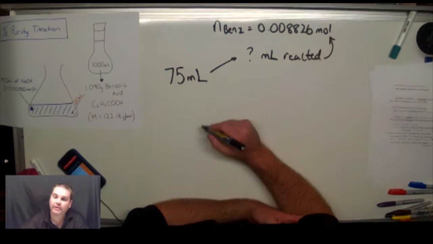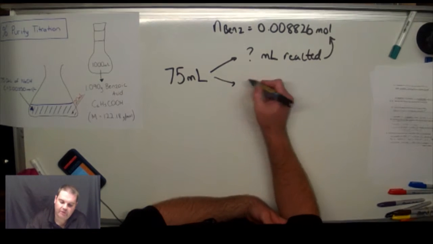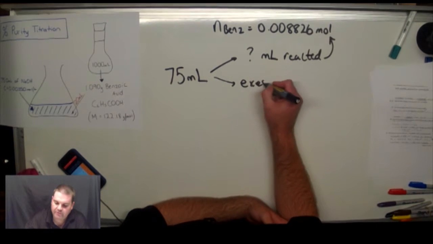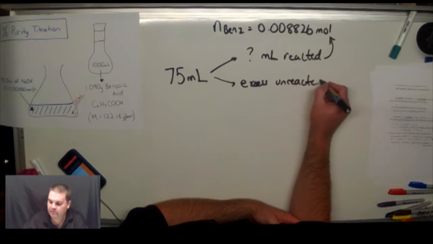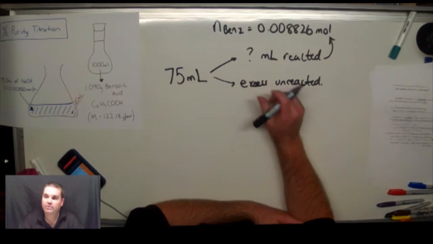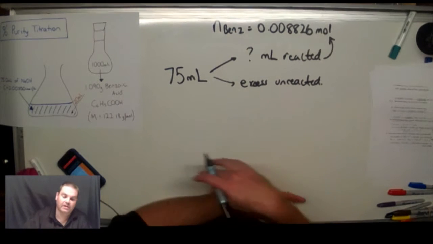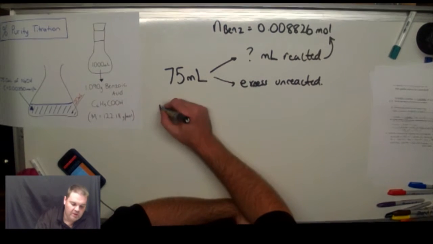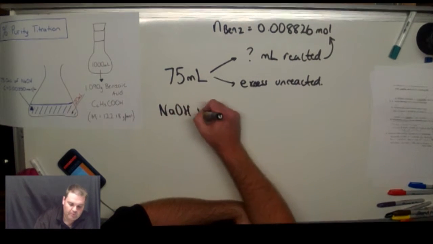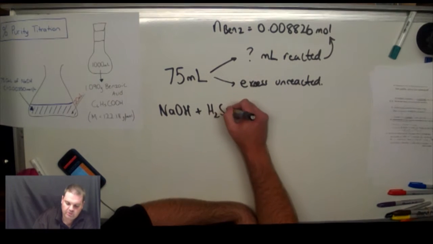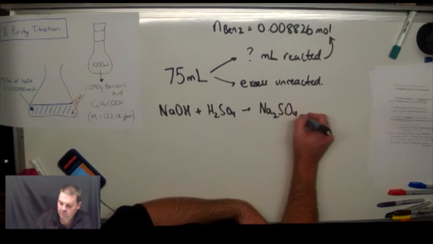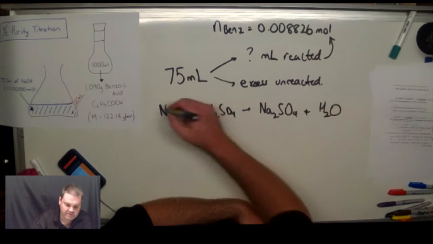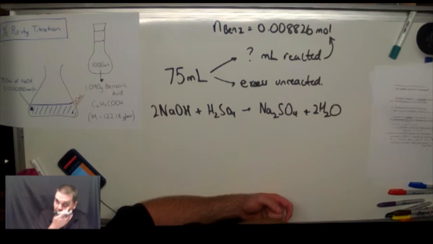with the benzoic acid, which means we have the excess or the leftover, that is unreacted. That's the stuff that didn't react with the benzoic acid. So we find that out via titration with sulfuric acid solution. So sodium hydroxide plus sulfuric acid solution gives us sodium sulfate plus water. Balance it up with a 2 there and a 2 there.